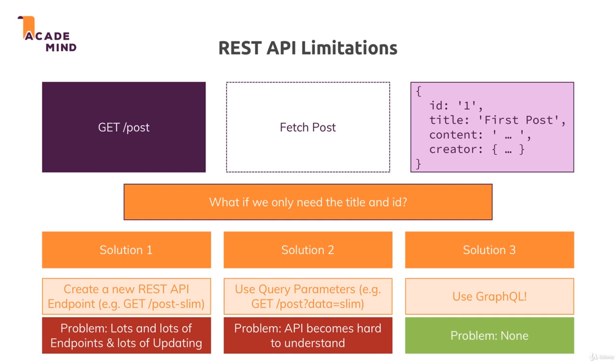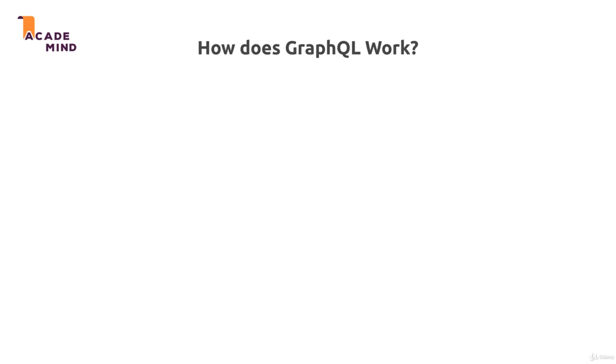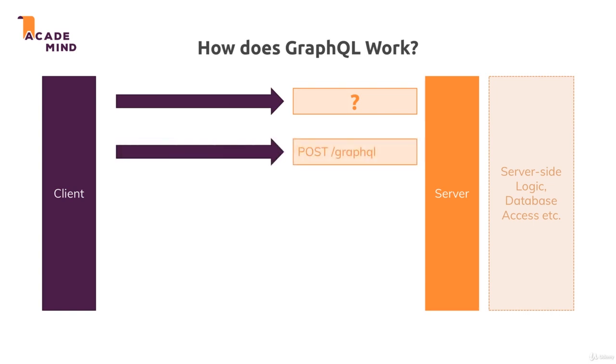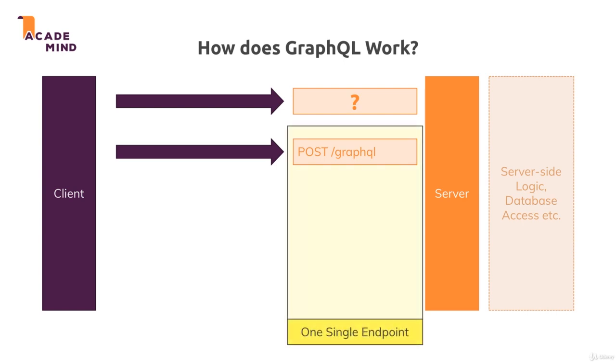Now, that is the idea, but how does GraphQL work then? Well, we got our client, we got our server, and on the server you generally have your logic for interacting with the database, with files, anything like that. Now, what do you send from client to server? In a GraphQL world, you only send one kind of request, and that is a post request to /graphql. So you only have one single endpoint where you send your HTTP requests to, even for getting data.